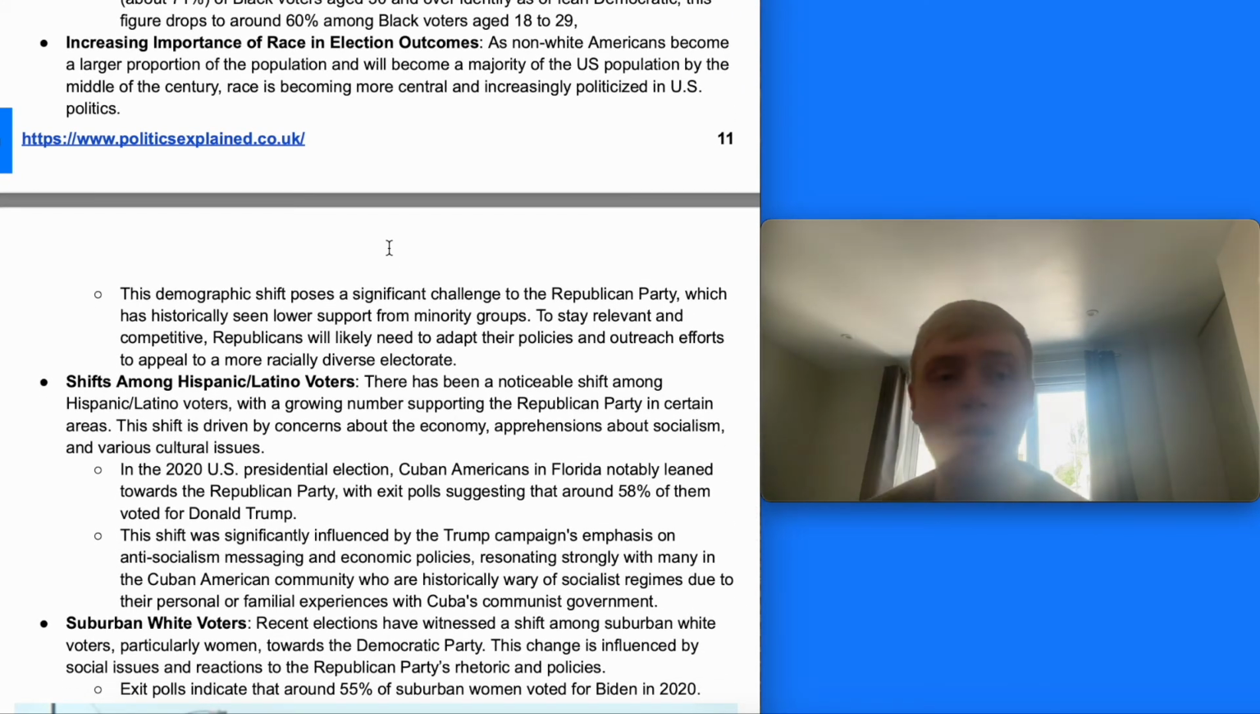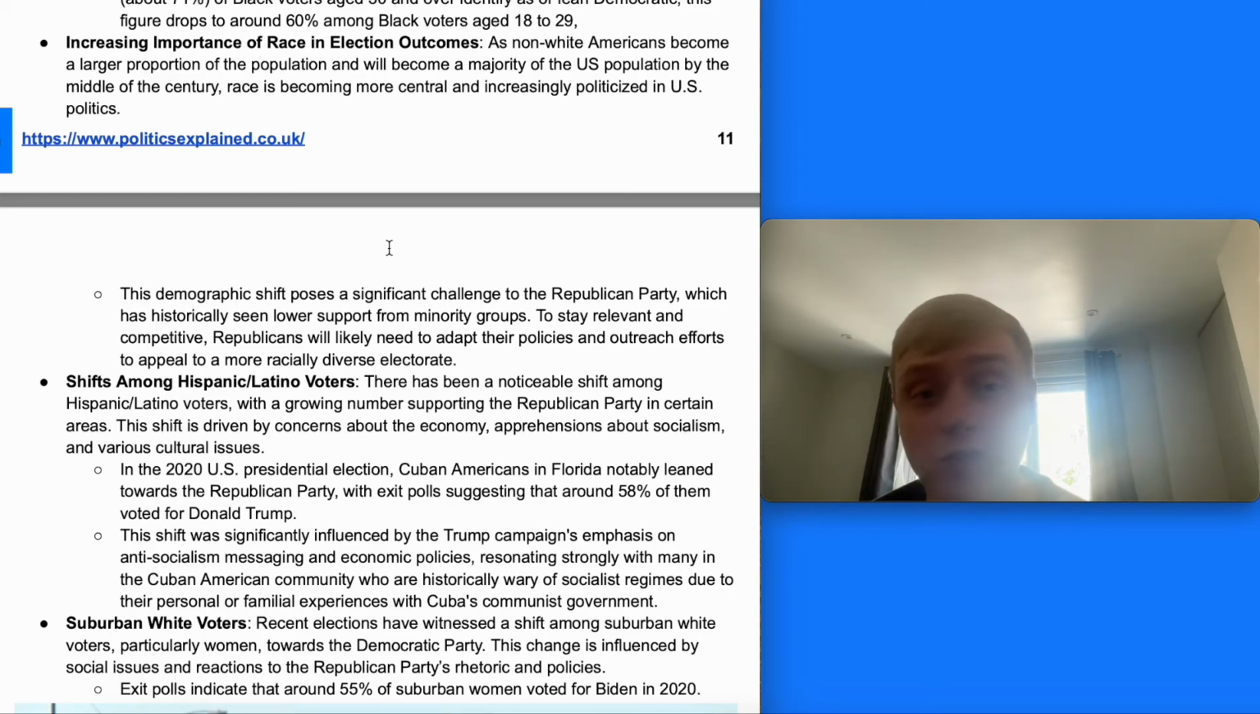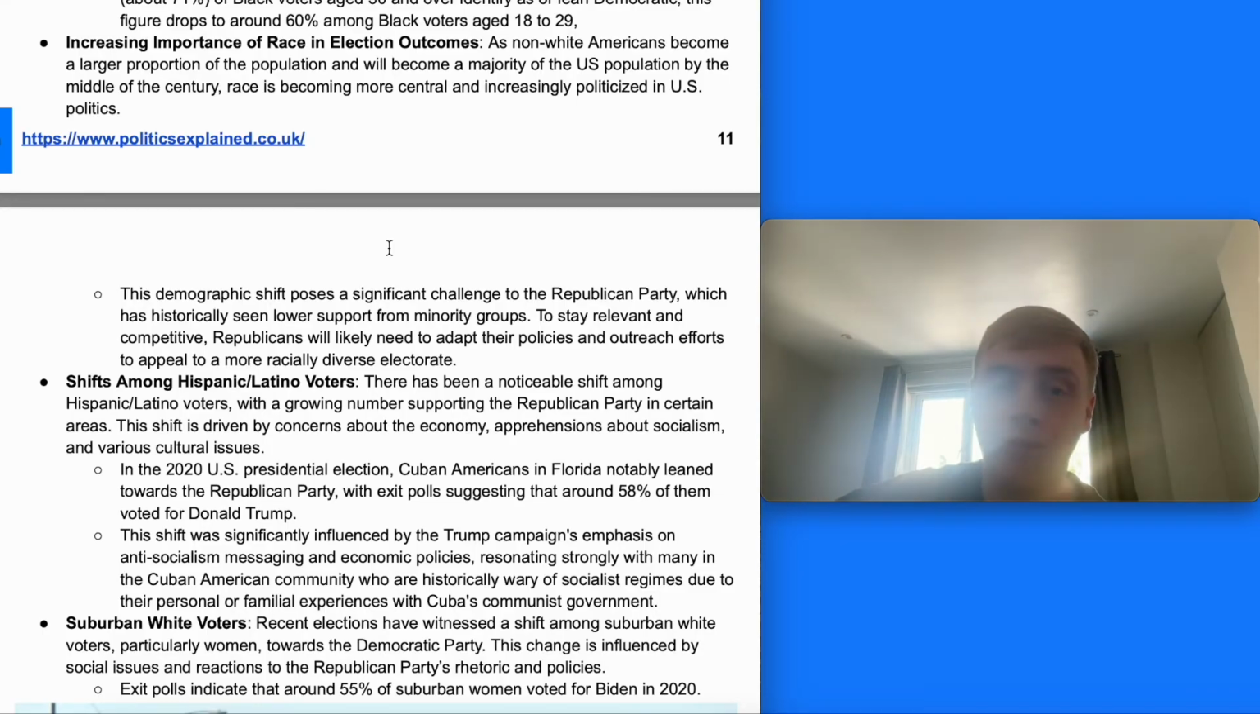So as non-white Americans become a larger proportion of the population and will become a majority of the US population by the middle of the century, race is becoming more central and increasingly politicized in the US. This demographic shift poses a significant challenge to the Republican Party, which has historically seen lower support from minority groups. And to stay relevant and competitive, Republicans will likely need to adapt their policies and outreach efforts to appeal to a more racially diverse electorate.